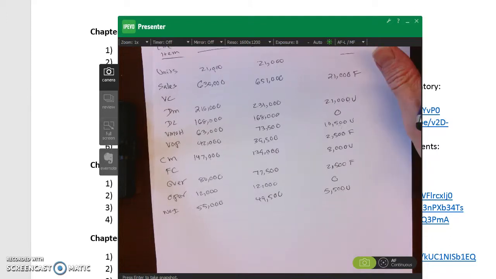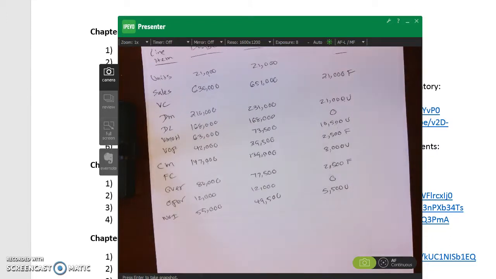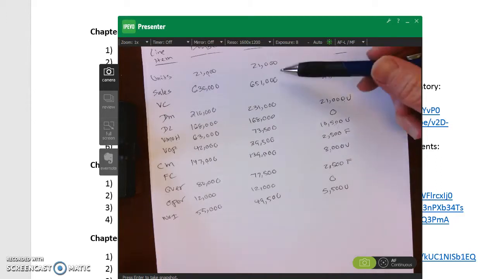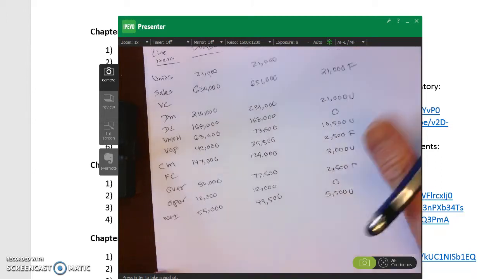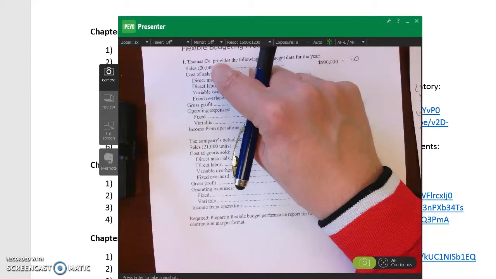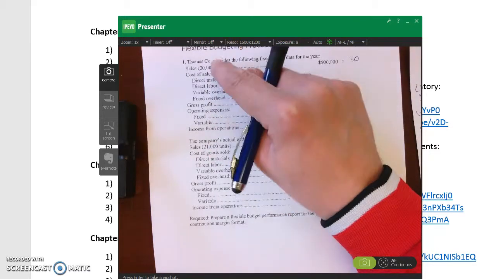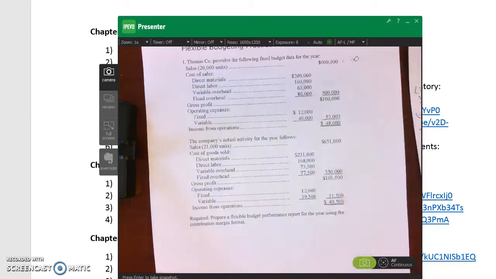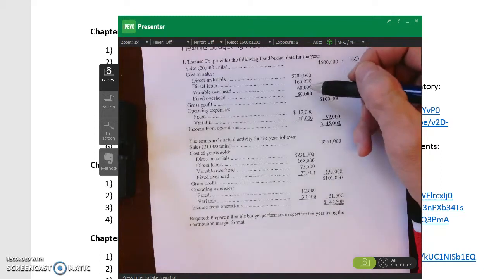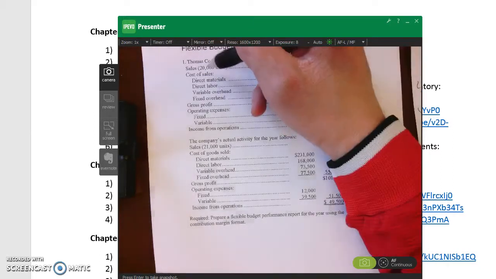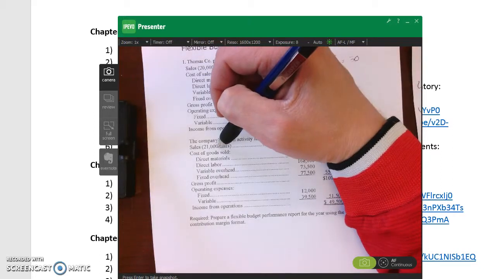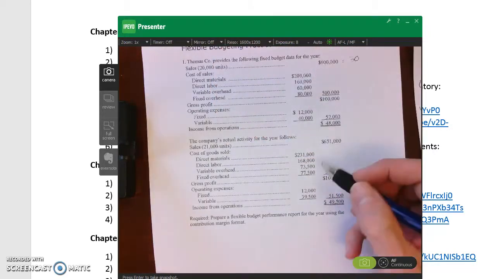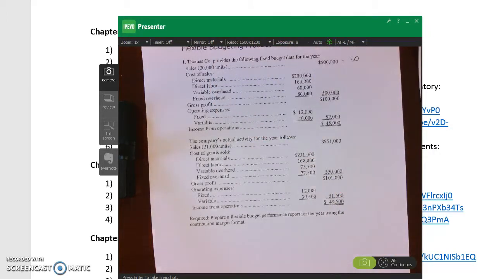Okay? So anyways, reviewing flexible budget performance reports, what we do is we have to have our budgeted level of performance the same as our actual. And the way we do that is we put all of our budgeted sales and variable costs on a unit basis and then multiply it times the actual level of output, and then that gives us what the budget should have been.